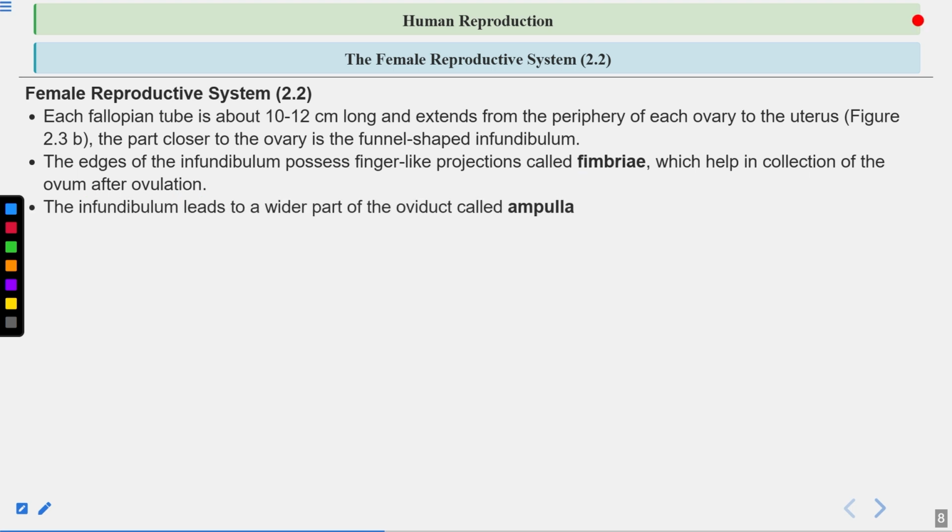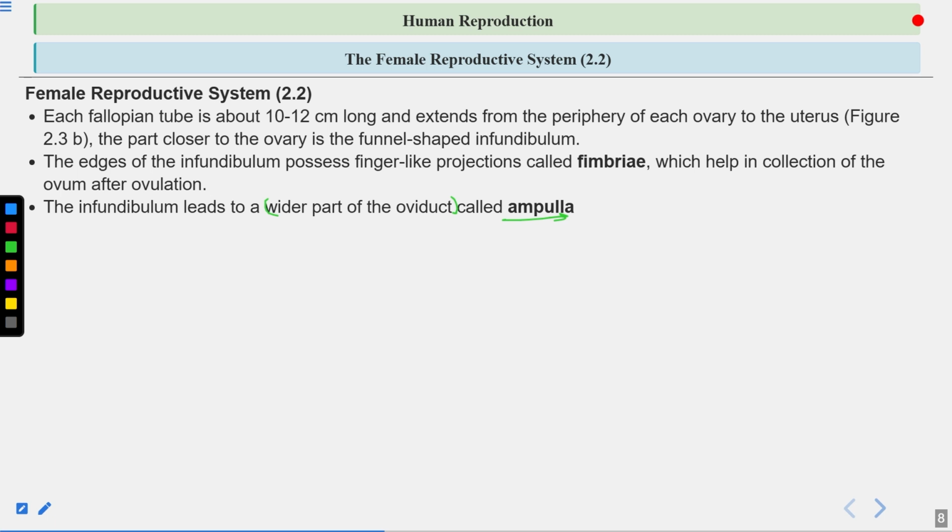Now, the infundibulum leads to a wider part of the oviduct called the ampulla. So the infundibulum leads to the ampulla. It is a wider part of the oviduct. Now, what is unique about the ampulla, or what should you remember about it? In the ampulla, fertilization occurs, meaning the fusion of the male and female gametes occurs. So you can say the ampulla is the site of fertilization, where male and female gametes meet and fuse with each other.